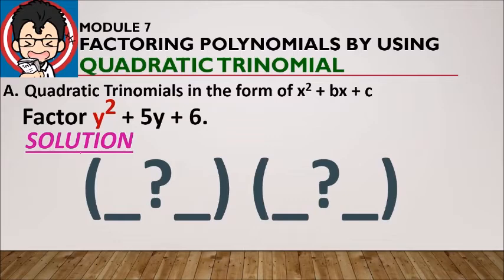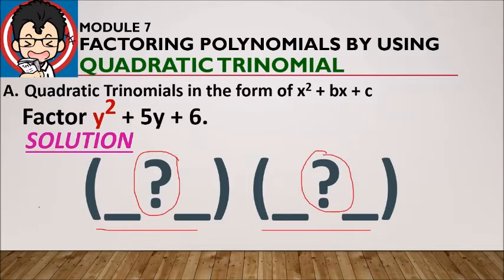Mukhang nahulaan nyo na ang gagawin ko, ha? Yes! May nakaredy na ako na dalawang binomial expressions na blanco pa. Alright? Pero bakit question mark pa yung operation na nasa loob nito? Hindi pa kasi natin masasabi at this point kung subtraction ba or addition ba ang gagamitin natin. Kasi nga, we are dealing with a trinomial na hindi naman perfect square. Kaya question mark pa siya.